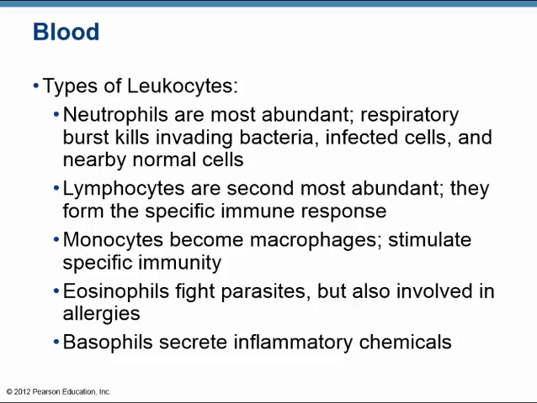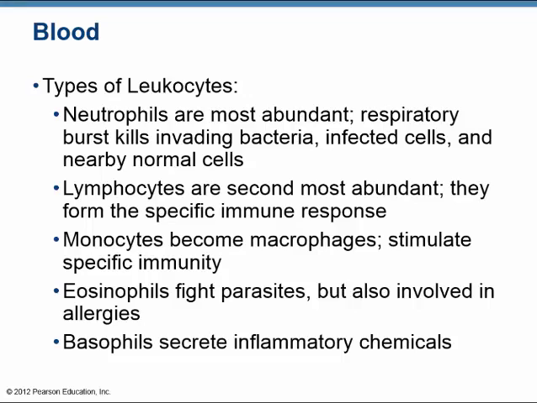There are 5 basic types of leukocytes found circulating in the blood. Neutrophils are the most abundant type. This type of cell provides what we call the respiratory burst, which is the release of toxic chemicals that kills invading bacteria, infected cells, and nearby normal cells.